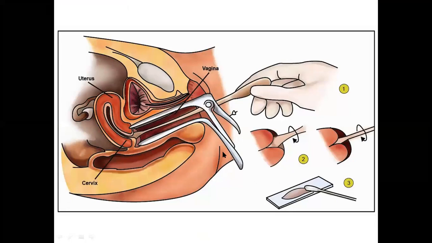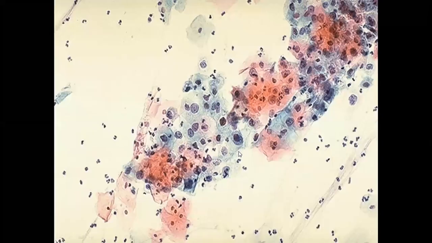This is colposcopic examination, and the whole procedure. You go in with the spatula, you just rotate the spatula, and then spread the smear on the slide. This is how we see the cervical smear.